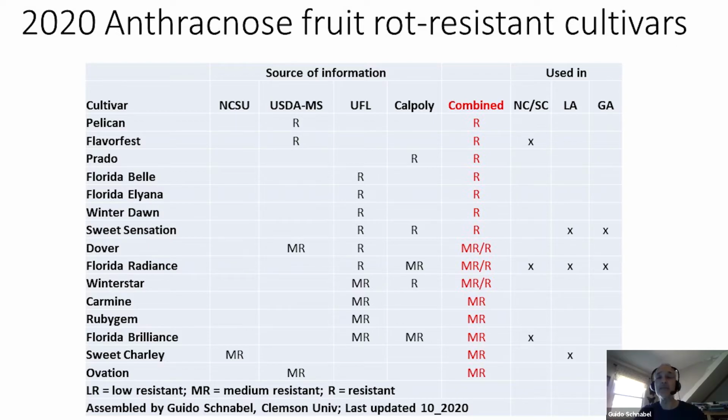For example, Pelican, Flavorfest, Prada, they are considered to be resistant to anthracnose disease, as well as some of those Florida cultivars, Winter Dawn, Sweet Sensation. Then we've got some that were rated a little differently depending on which breeding program you ask. Sometimes they were rated as medium resistant, other times they were rated as resistant. Those are Dover, Florida Radiance, and Winter Star.